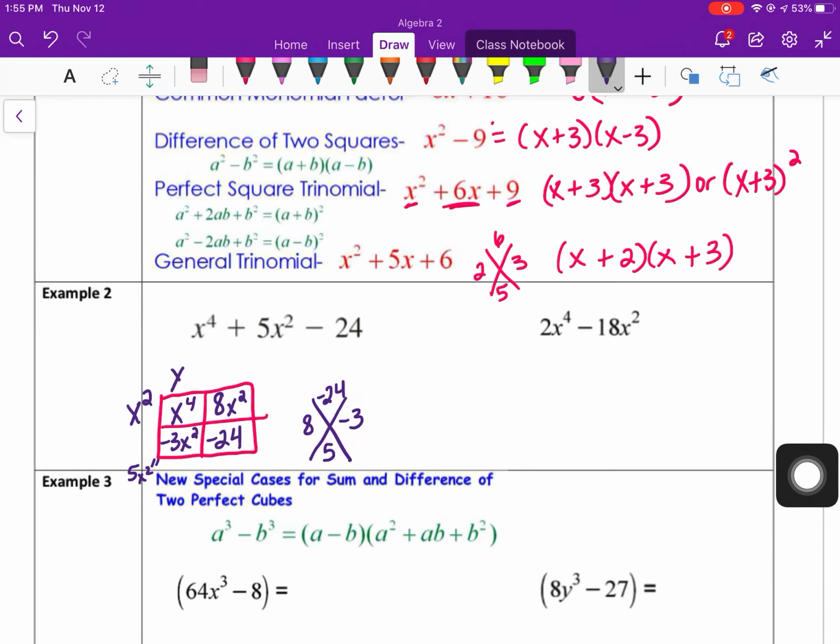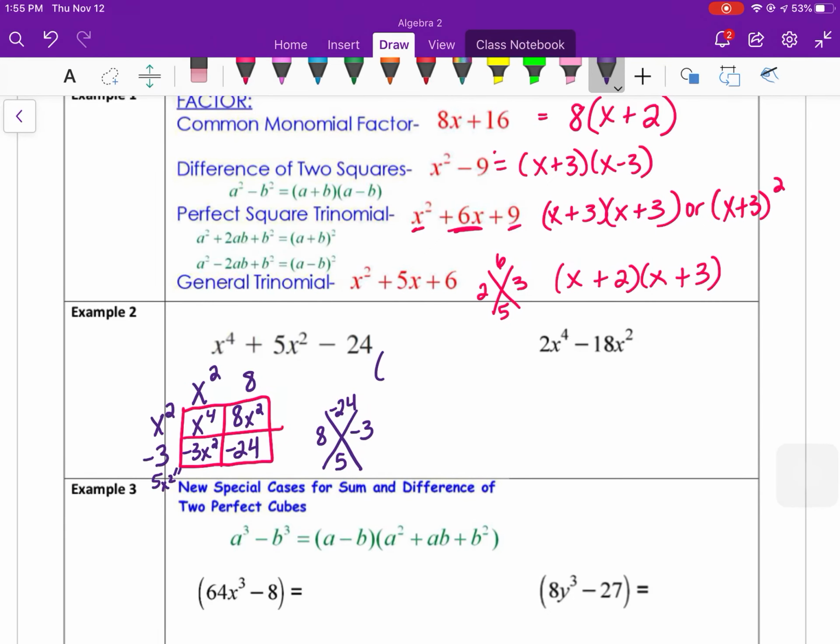Then x squared times x squared gives me x to the 4th. Then x squared times 8 gives me 8x squared, and x squared times negative 3 gives me negative 3x squared, and then negative 3 times 8 is negative 24. So this factors to x squared plus 8 and x squared minus 3. Since we are factoring with squares, I would want to check just to make sure this didn't go any further. Since 3 is not a perfect square, neither is 8, then it's not going to factor further.